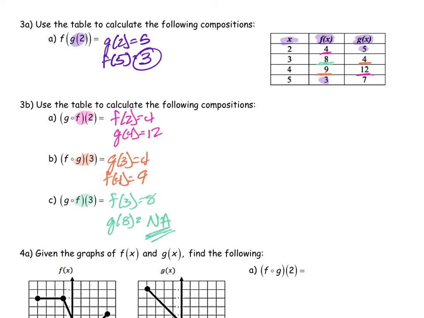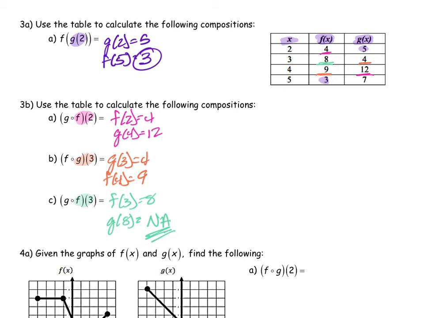There is none. There's no answer. There's no f of 8. If there's not one on my table, I'm just going to say NA. There isn't one. Okay? Pretty simple, right? If there's not one there, we don't know what it is. NA. Okay.